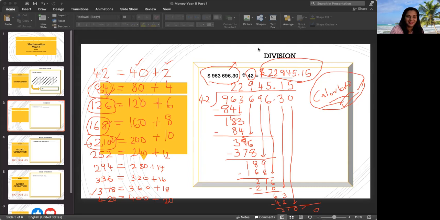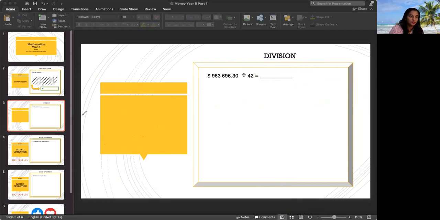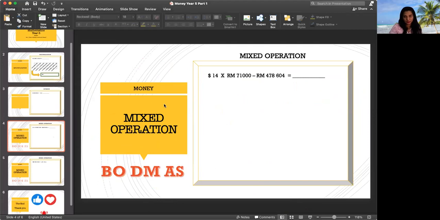But sometimes we just need to know how to do the basics. And I agree that this is a very complex division question with 2 digits and such a long number. But if you can do it, you can do it. All right. So let's clear this and move on with our next question, which is mixed operations.